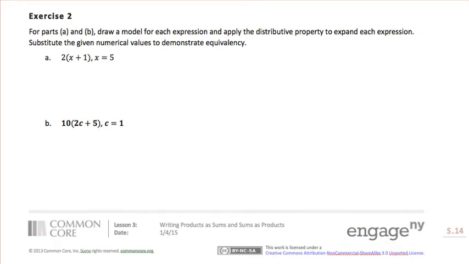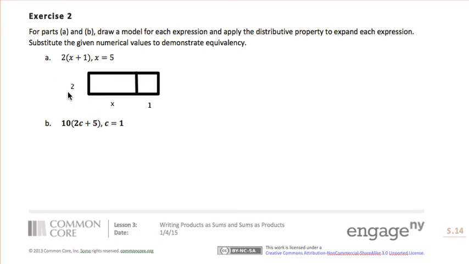In exercise 2, we're asked to draw a model for each expression and apply the distributive property to expand it. Then we'll substitute the numerical values to demonstrate that they are equivalent. So we're going to start off with an array. My array I showed as 2 deep, and the larger portion we're calling x, and this small portion is 1. So this is 2 times x plus 1.